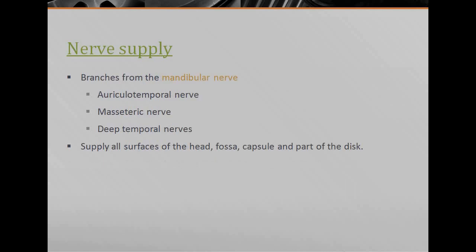Next we'll go to the nerve supply of the TMJ. All are branches from the mandibular nerve: the auriculotemporal nerve, masseteric nerve, and deep temporal nerves. They all supply the articular surface of the head, fossa, capsule, and part of the disc.